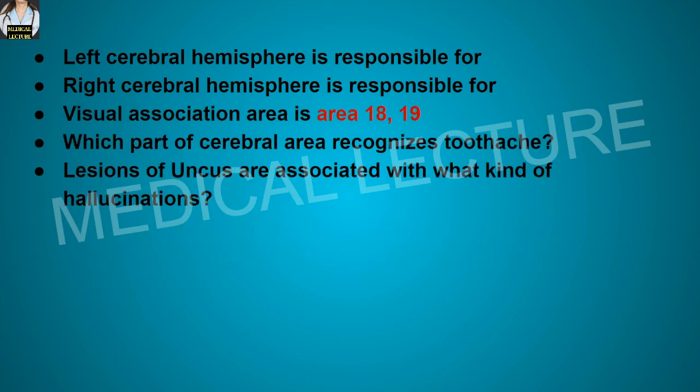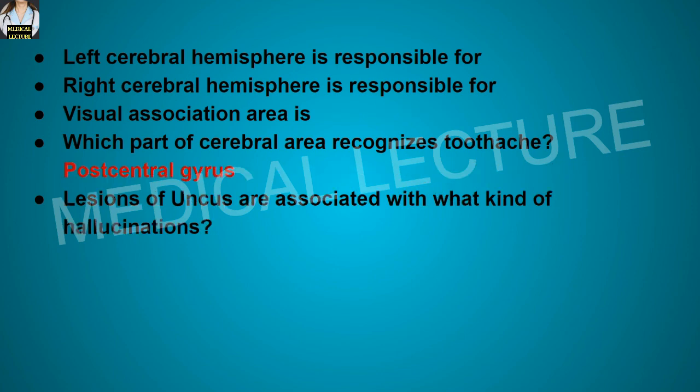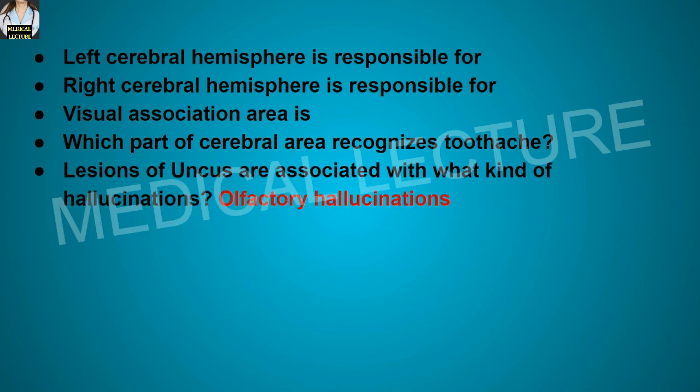Which part of cerebral area recognizes toothache? Postcentral gyrus. Lesions of uncus are associated with what kind of hallucinations? Olfactory hallucinations.